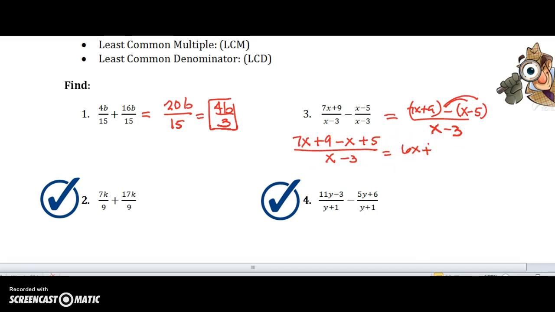plus 14 over x minus 3. And we can try to see if it'll simplify further by factoring out a 2, but that still leaves us with x plus 7 over x minus 3, and nothing will cancel. So that is your final answer. X plus 7, I don't know why that looked like a 17. X plus 7 when you factor the 2 out over x minus 3.